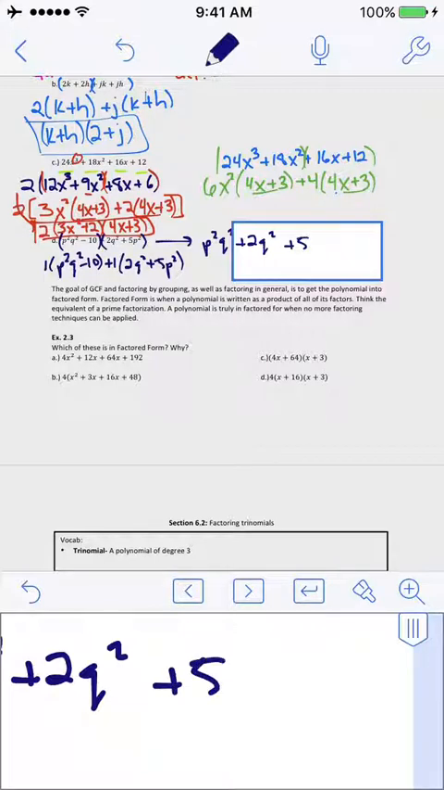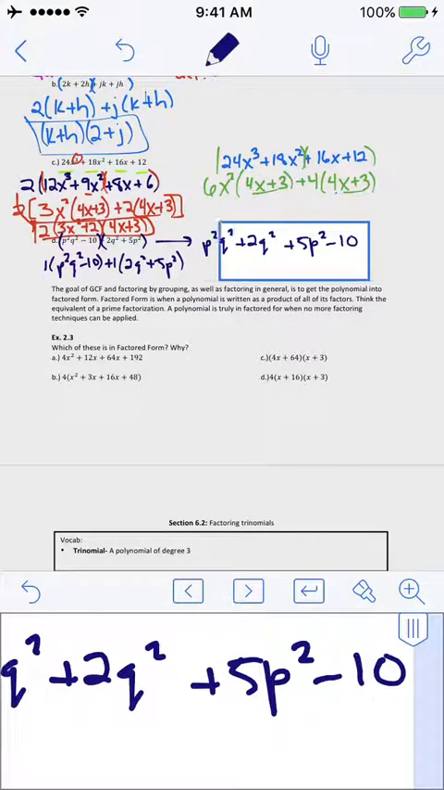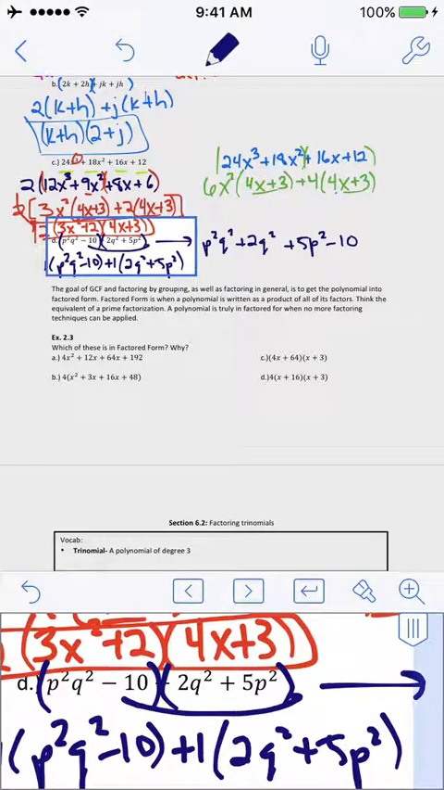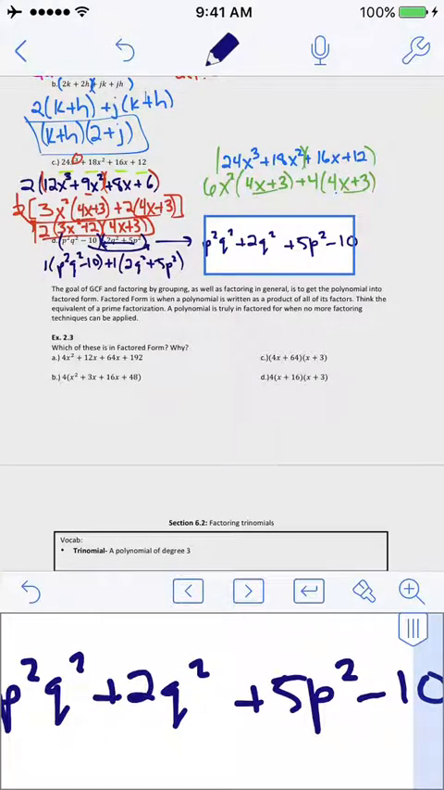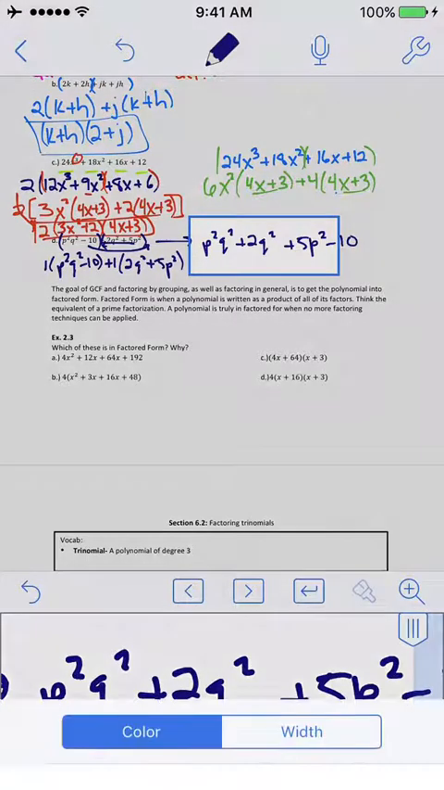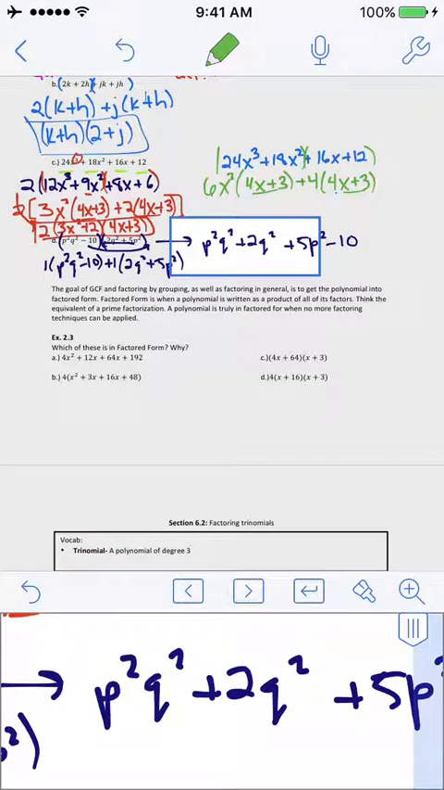Let's do plus 5p squared minus 10. So I've taken this 10 and I've moved it to the end and I moved everybody else up 1. That's what I did. Why? Just for the heck of it, because I thought that might be cool, right? Alright, so now let's try factoring by grouping and see what happens.